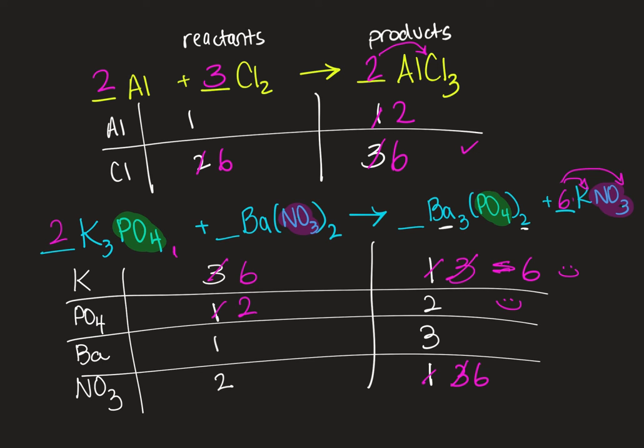Let's go to barium. We have 1 here, 3 here. Let's throw a 3 out here. 3 times 1 is going to give us 3 bariums. 3 times 2 is going to give us 6 NO3s. Oh my goodness, look, our lists match, right? We have 6 potassiums, 2 PO4s, 3 BAs, and 6 NO3s. And you can always go through and double check it.